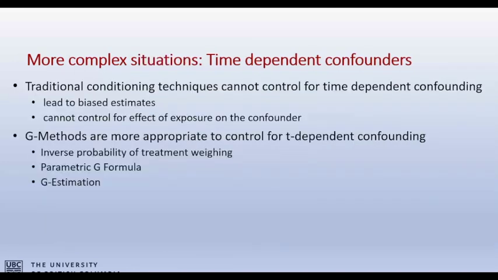And what is recommended in this situation is what we call G methods or causal methods that do not function on conditioning for these variables. And so they do not have the issues that we just talked about. And those, and you can read more about these, are inverse probability of treatment weighting, the parametric G formula, and G estimation. These are all different G method techniques that have their advantages and disadvantages that can be used when you have a time-dependent confounder that can actually act as a mediator as well.